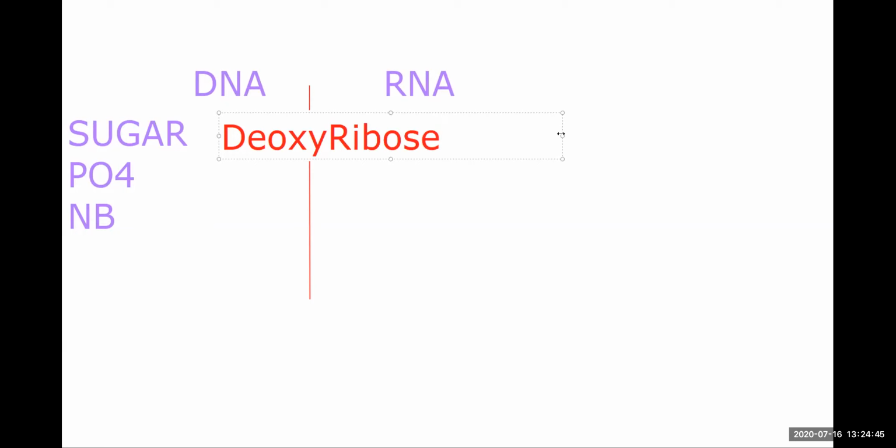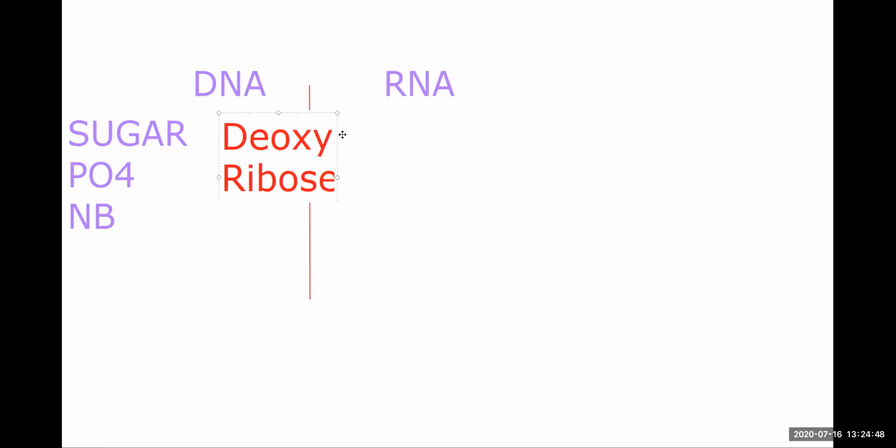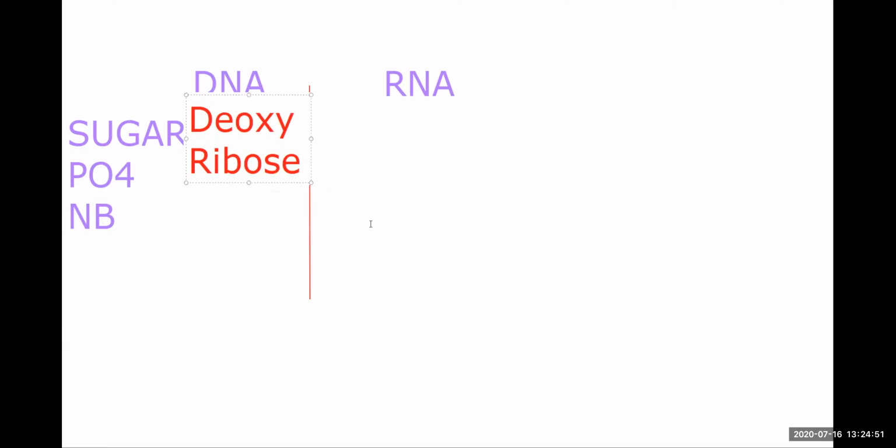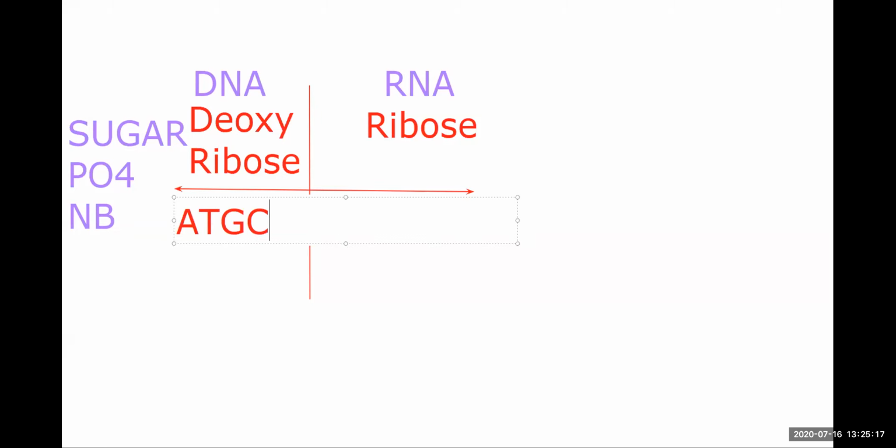Sugar in case of DNA is deoxyribose. In case of RNA, the sugar is ribose. Phosphate is the same in both DNA and RNA. Nitrogenous bases in DNA are A, T, G, C, whereas in RNA they are A, U, G, C, right?